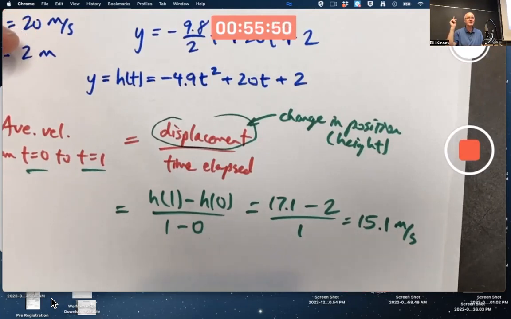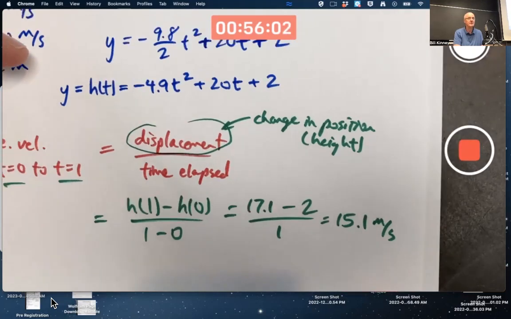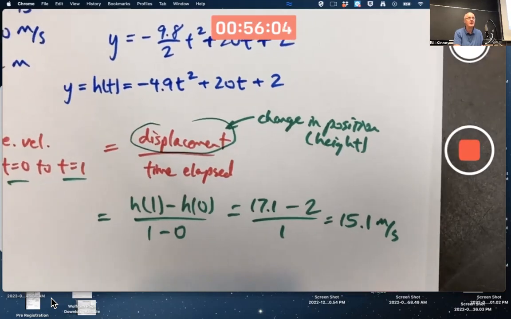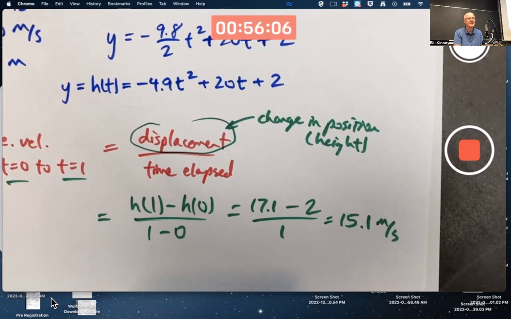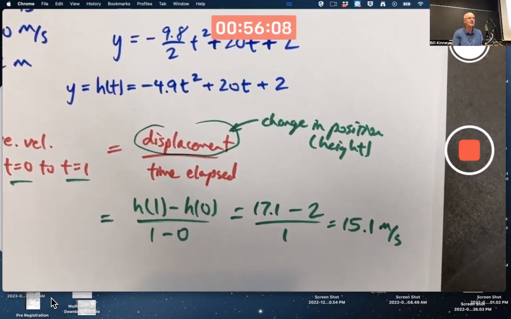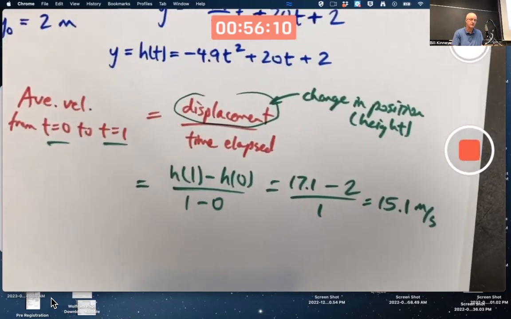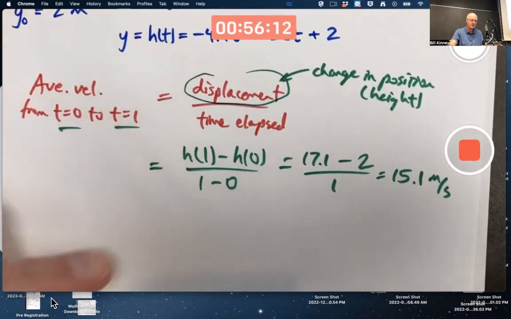It's going to be 20 meters per second at time 0. It's going to be somewhere close to 10 at time 1 for the velocity, not the height. Average of 10 and 20 is 15, so close to 15.1. And the velocity is a linear function, so averaging those numbers really would be another way to do this. But I want you to be able to do it with this.